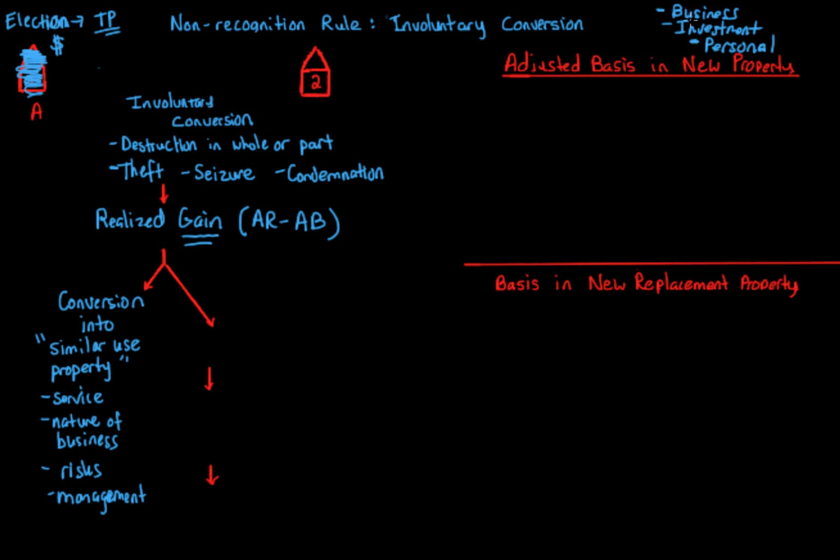Usually when you go to different activities, this is not considered similar use. So if you go from business to investment, or investment to business, or business to personal, or personal to business, or any of these, that usually doesn't work. So usually you have to be in the same category, and even that's not enough. Now this is very broad though, I will say. Similar use property is very broad. Again, this is good for the taxpayer. So conversion into similar use property, that's the important language.